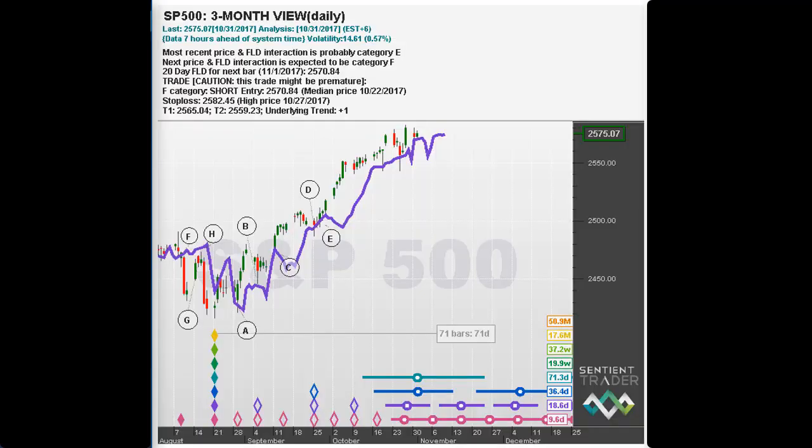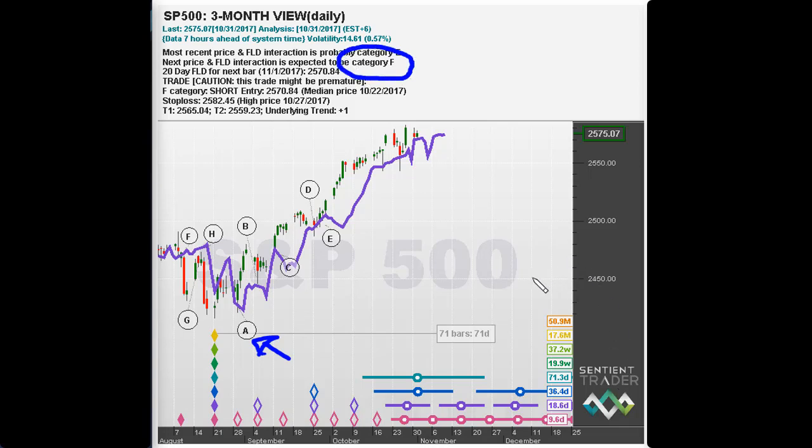So here is the chart of the S&P 500, and of course we have our FLD trading strategy series of interactions between price and the FLD marked on that chart. As you can see, those interactions have been identified, and here they are labeled on the chart: A, B, C, D, and here is interaction E. And so, of course, the Hurst Signals system is expecting the next interaction to be a category F interaction.